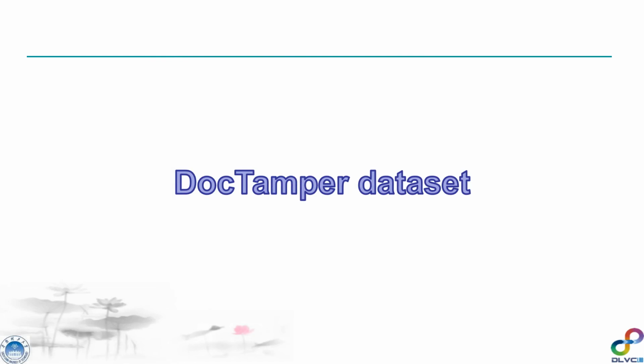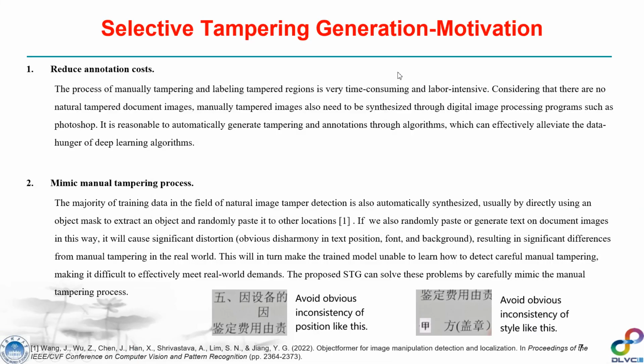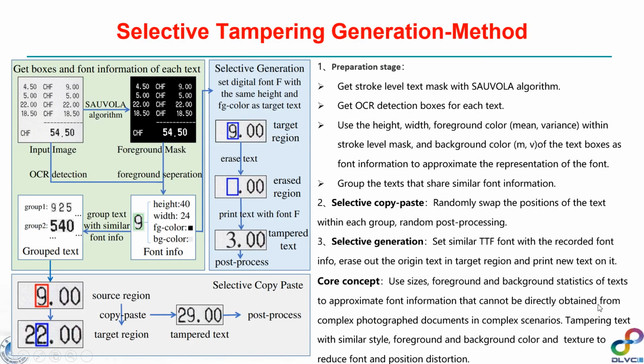Then about the DocTamper dataset. The proposed selective tampering generation is to reduce the annotation costs and mimic the manual tampering process. The pipeline of it is shown in this figure.